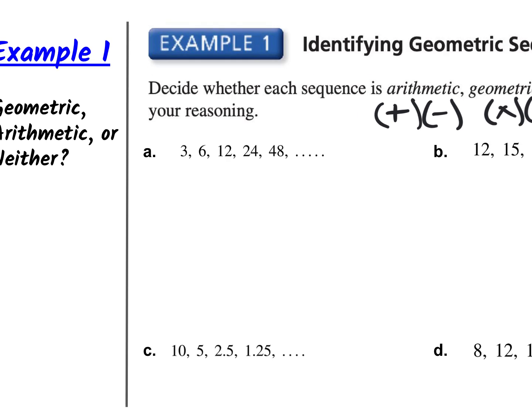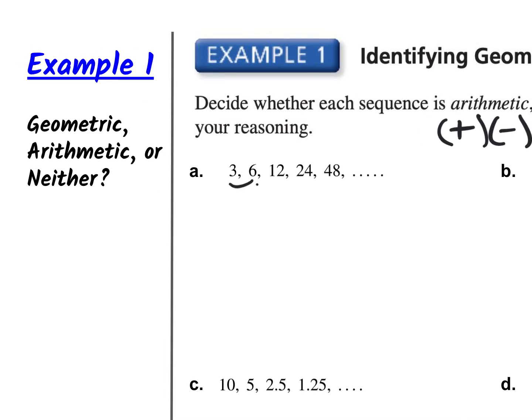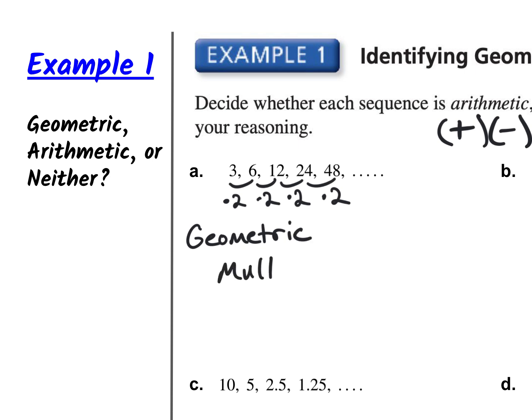How does 3 get to 6? And 6 get to 12? And so on and so forth. From 3 to 6, we can see we're multiplying by 2. We're multiplying by 2 at every step. Therefore, because we know we're multiplying, this must be a geometric sequence. We know the common ratio is the number 2. But we can simply just write geometric because we notice it's changing by multiplication.